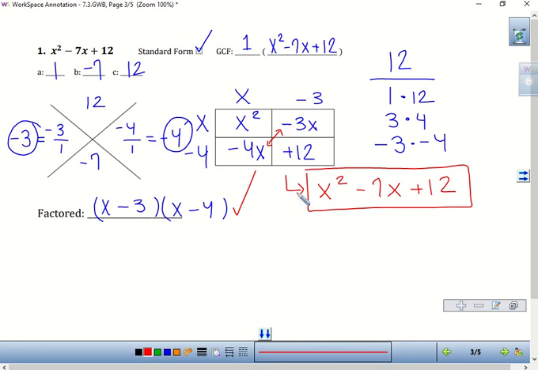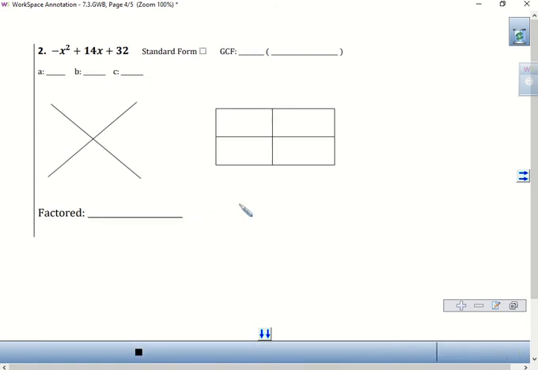So, does anybody have any questions about number 1 before we move on to number 2? All right. So now we're going to try number 2. We're going to do the same procedure. Now, first thing we look at is, is this in standard form? Yes, it is. So we're going to check off the box.